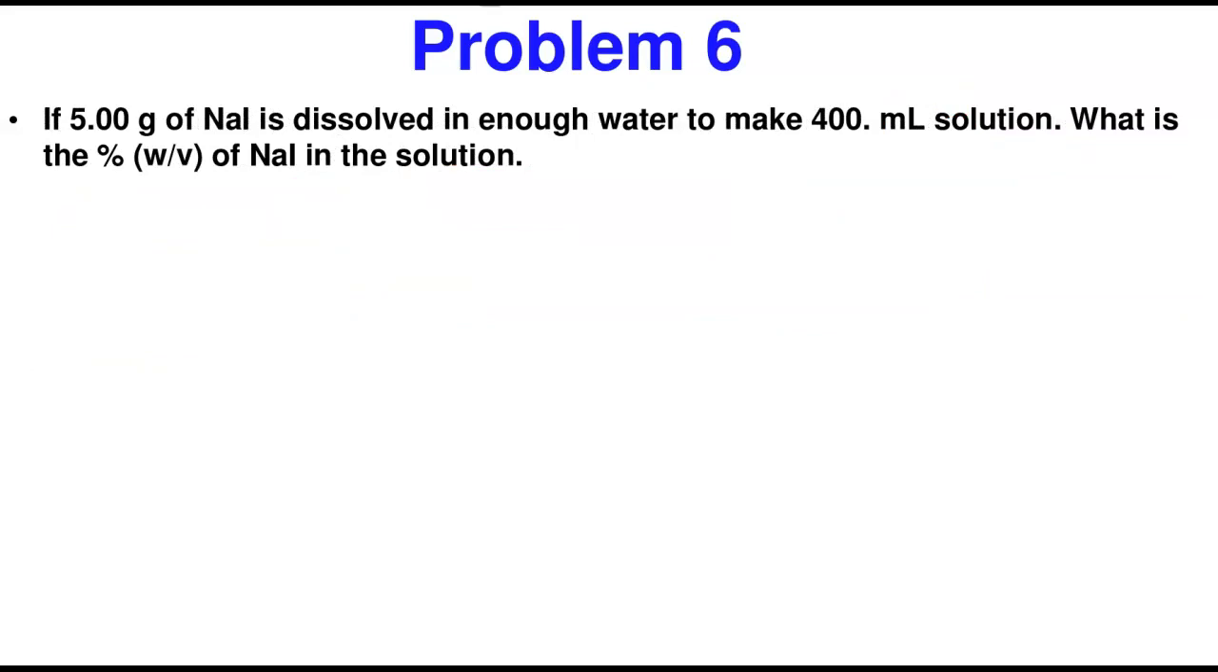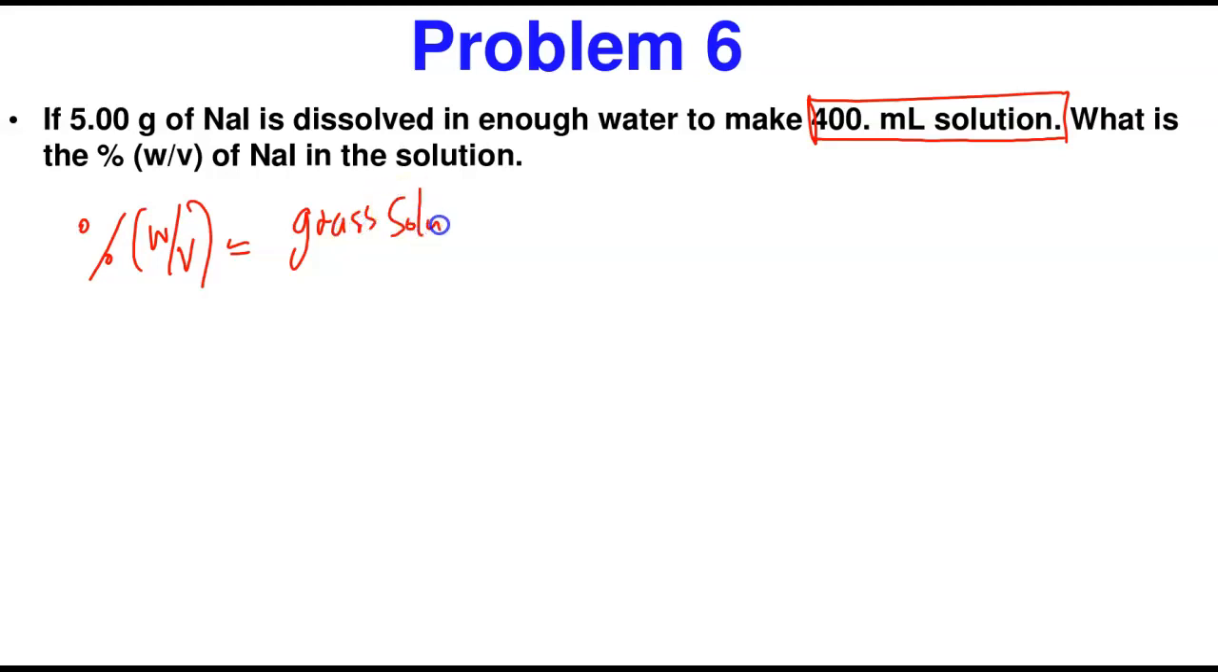The next problem says if 5.00 grams of sodium iodide is dissolved in enough water to give 400 ml of solution, what is the percentage weight by volume? Remember what I told you? This is easy. This must always be the weight of solid over the volume of solution. It must be in grams, so we say grams of solid over ml of solution, times 100.